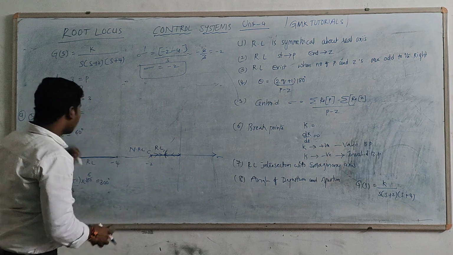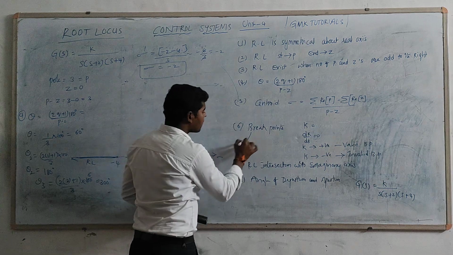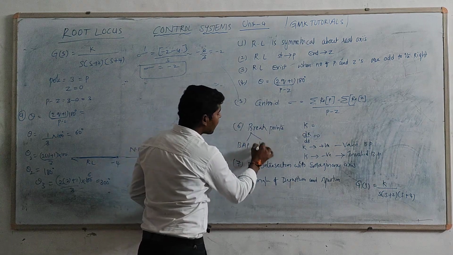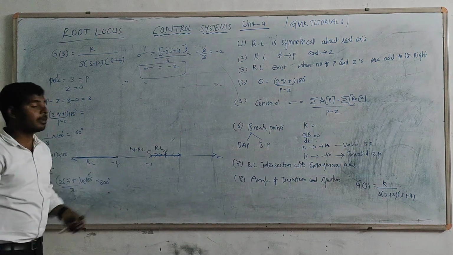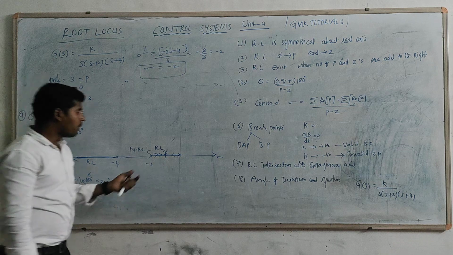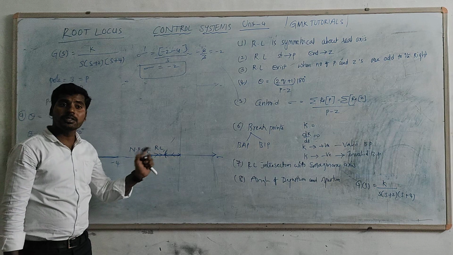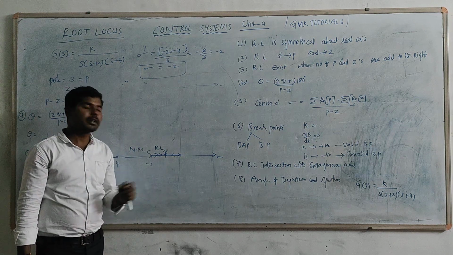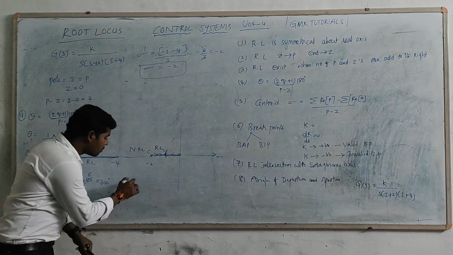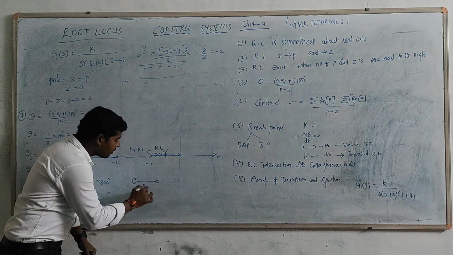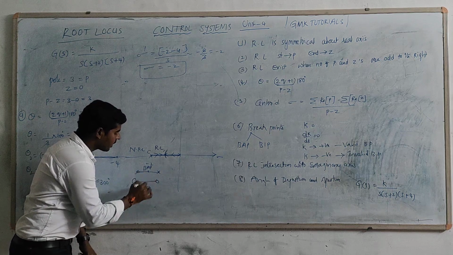Next one is nothing but break point. So in break point we have two points: that is nothing but break away point and break in point. So when can we say that it is a break away point, and when can we say that it is a break in point? Break away points means the break away point exists between two successive poles. Between two successive poles there may be a chance of a break away point. In between two successive zeros there is what is called a break in point. So this is nothing but break away and break in.